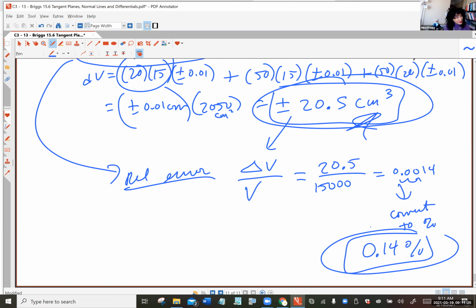But that is one of the applications of differentials. And I like to see applications as an engineer, and I'm sure some of you are future engineers. You like to see what does all this stuff have to do with anything? And there you go. And we're officially done with section 15.6, tangent planes, normal lines, and differentials. Congratulations. Questions?